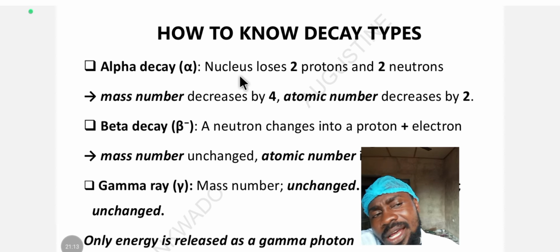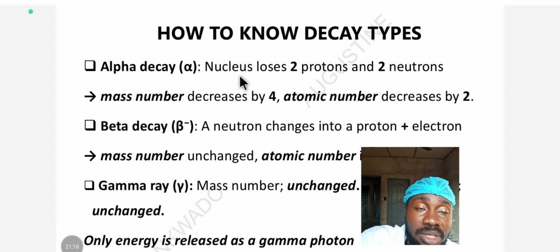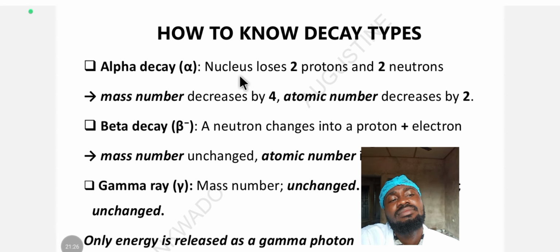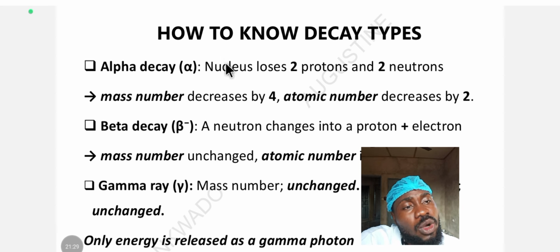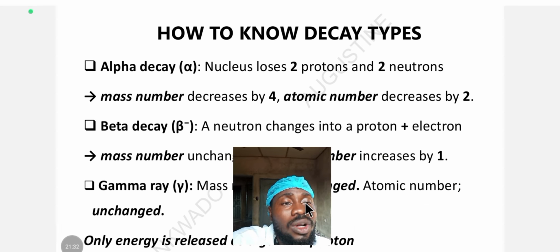All right, there's one important thing, especially in Jamb UTME. Jamb use set questions where they deceive UTME candidates. The question I want to ask you is, how do you know the types of decay? How do you recognize these decay types?